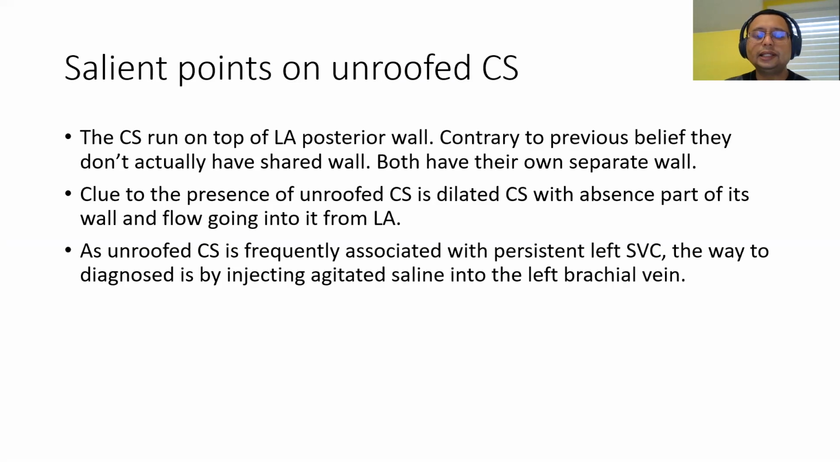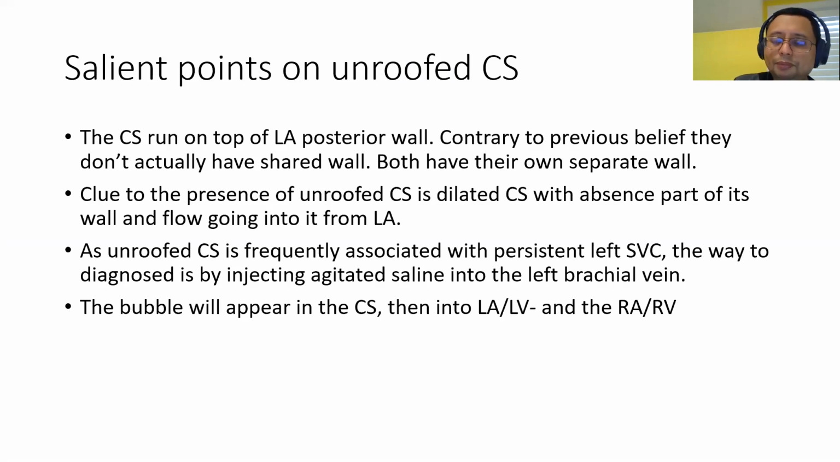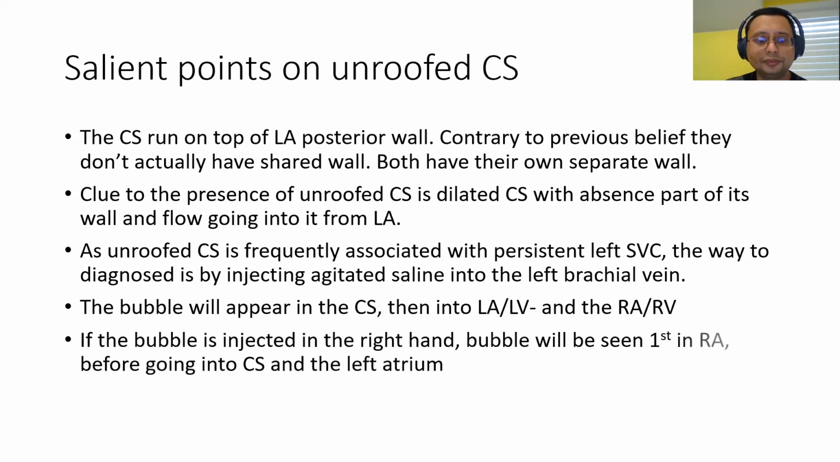As unroofed CS is frequently associated with persistent left SVC, the way to diagnose is by injecting agitated saline into the left brachial vein. The bubble will appear in the coronary sinus, then into the LA-LV and the RA-RV if it is indeed unroofed. If the bubble is injected into the right hand, the bubble will actually be seen first in the RA before going to the CS and left atrium.